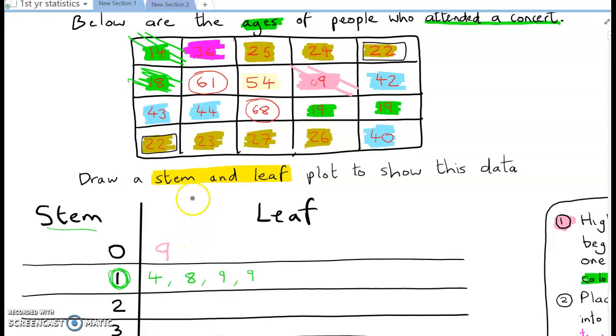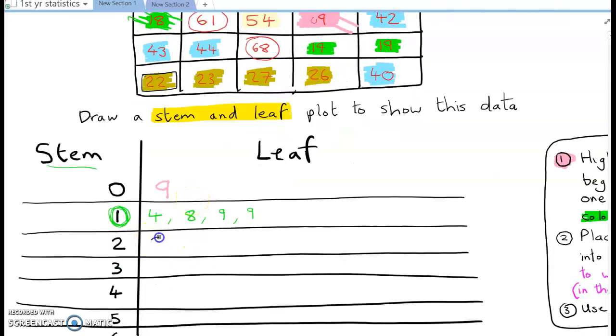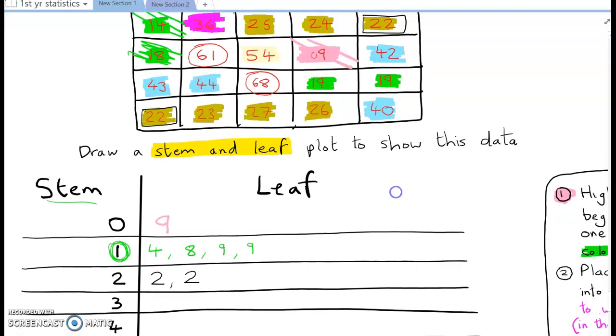So I need to go up to my stem and leaf, and I need to say 22, and there's another 22. I put in 2 twice. And I cross him off now, and cross him off, because I've done them. What comes after 22? 23. So 23. And then I cross him off. It's important to remember to cross them off, otherwise you might write it in twice by mistake.